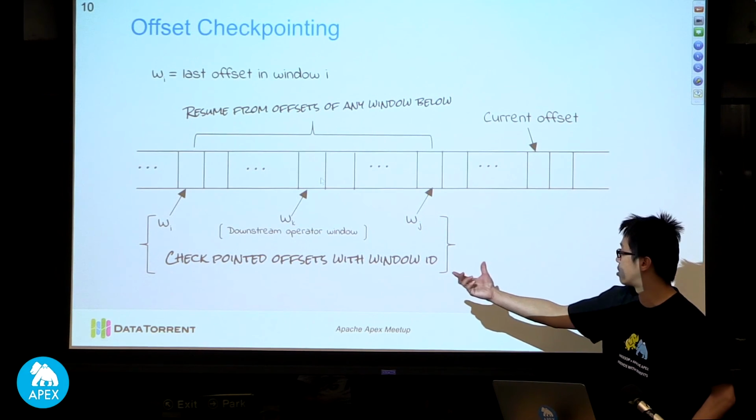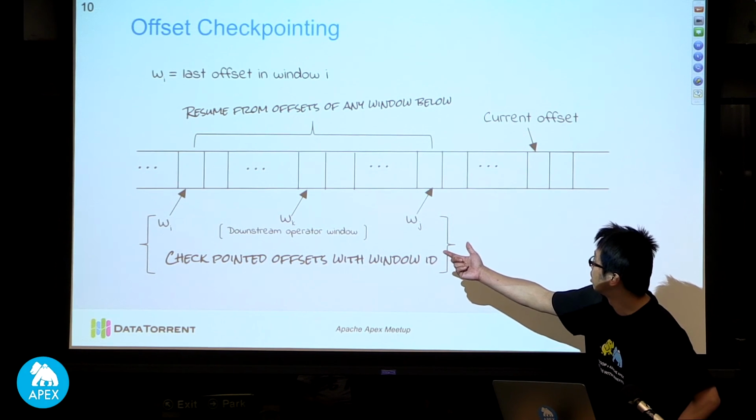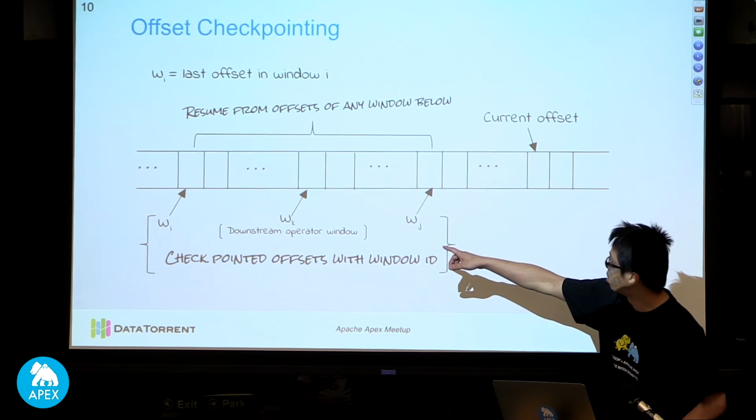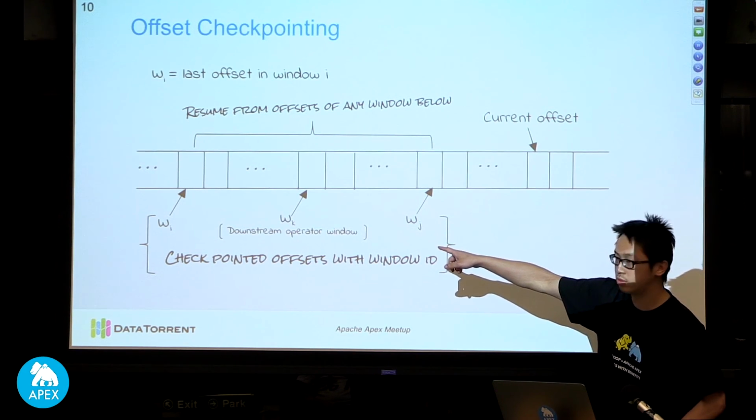Because the history offsets are checkpointed and restored, the input operator will know where it needs to continue from.